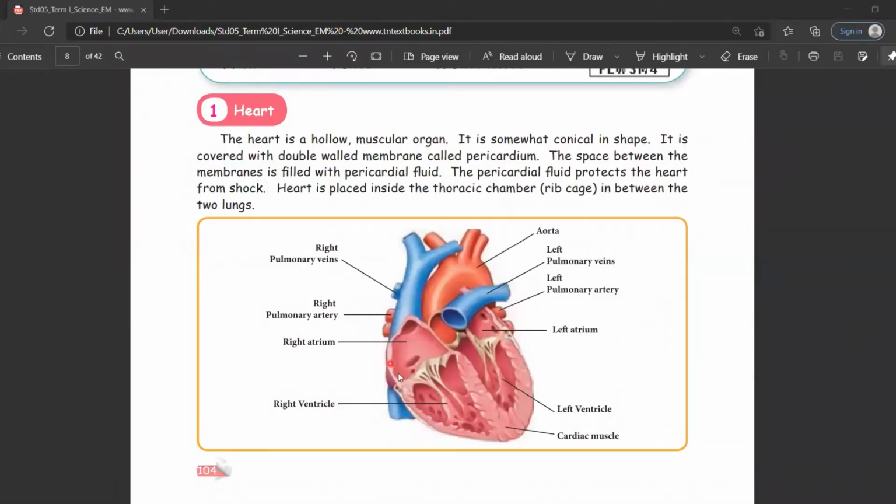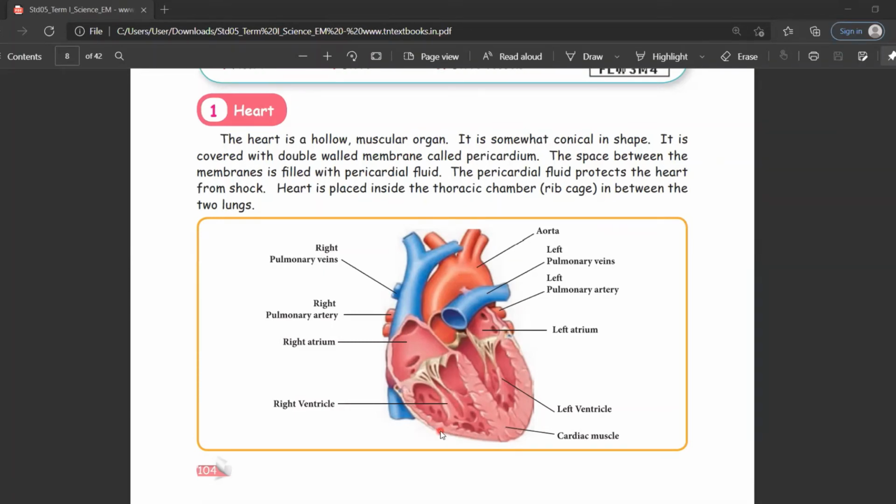Children, the heart is a hollow muscular organ. It is somewhat conical in shape. It is placed in the rib cage, between the two lungs. The heart is covered with a double-walled membrane called the pericardium. In between the two membranes, a fluid is present which is called pericardial fluid. It protects the heart from shock.